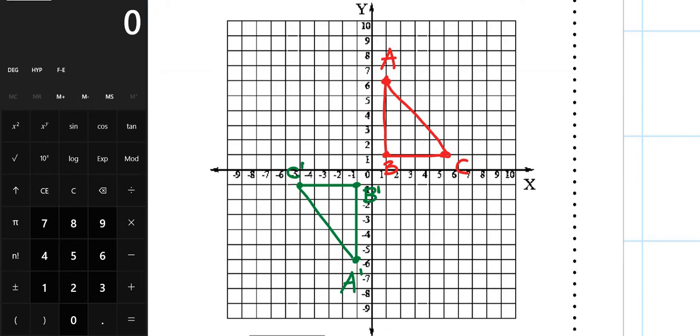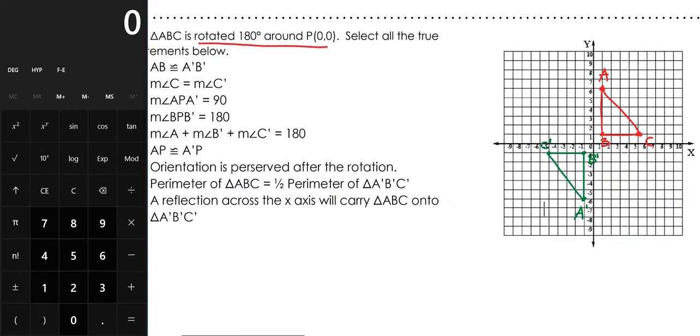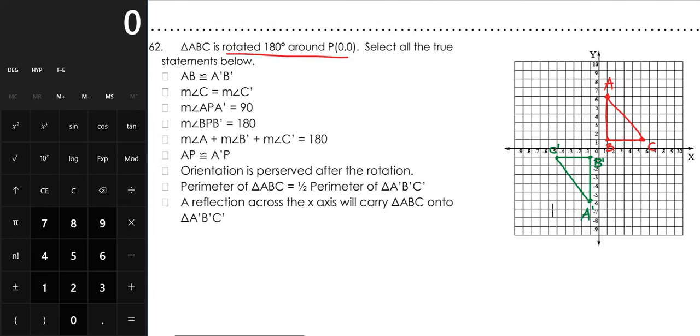Now I'm going to go through each of the choices and see what makes sense for this triangle before and after. Since I didn't specify what the triangle is, it should work for this. Okay, so let's take a look. First choice. AB is congruent to A prime, B prime. So they're asking if the size of AB changed. Well, let's take a look at our visual.